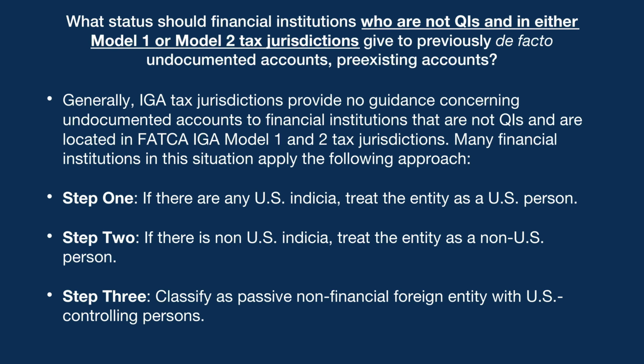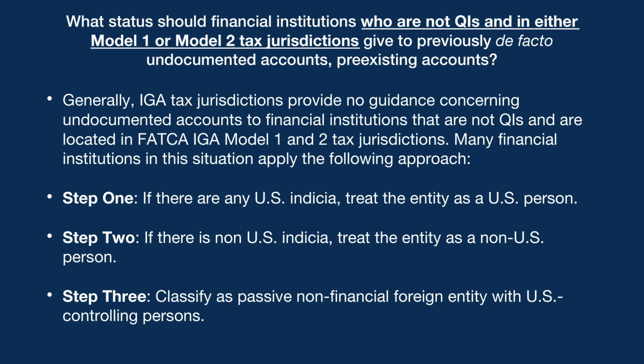What status should financial institutions who are not QIs and are in either Model 1 or Model 2 tax jurisdictions give to previously de facto undocumented accounts that are pre-existing accounts? This is a scenario where the financial institution doing the CDD is under a Model 1 or Model 2 IGA. Generally, and I do mean generally because there are exceptions, there are jurisdictions that do issue specific advice, and where those jurisdictions do issue specific advice, that is the advice you should follow for that particular tax jurisdiction. Generally, IGA tax jurisdictions provide no guidance concerning undocumented accounts to financial institutions located in FATCA IGA Model 1 and Model 2 tax jurisdictions.